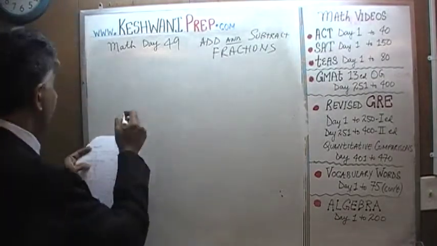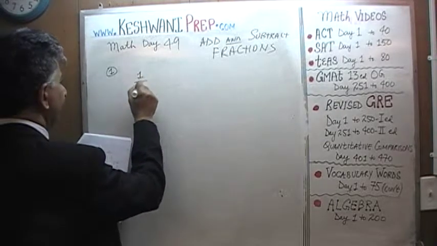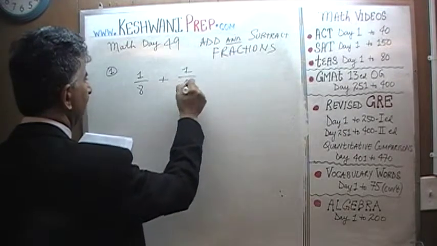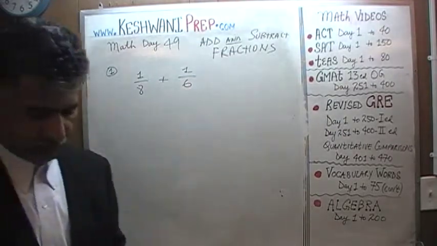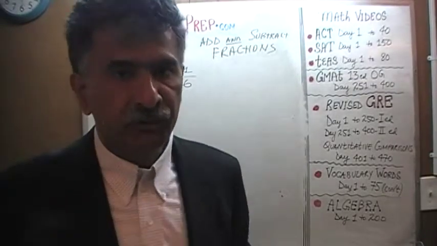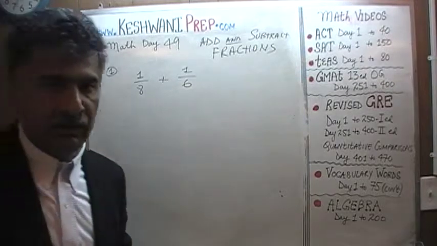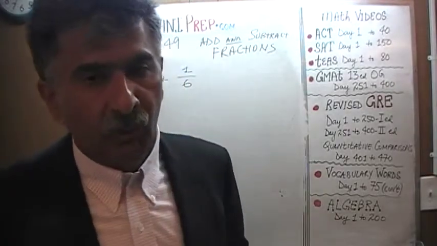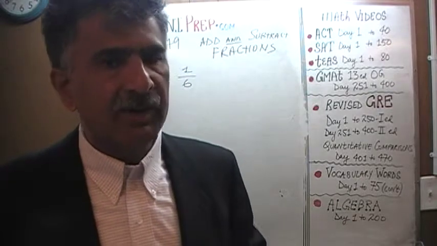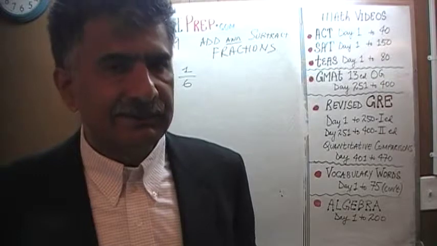For example, if we are asked to add 1/8 plus 1/6. Well, the very first thing we need to do here is to make sure that they have the same denominator, which the mathematician will call the common denominator. They have to have a common denominator.